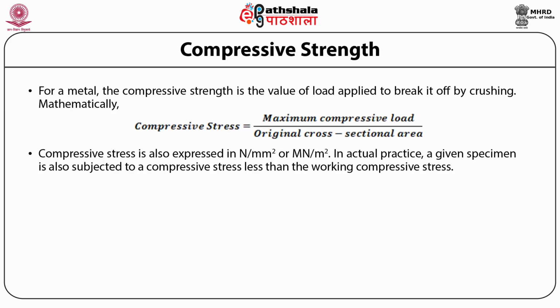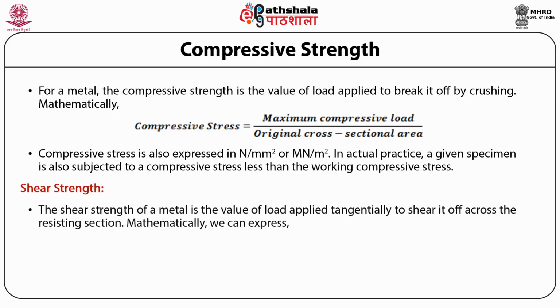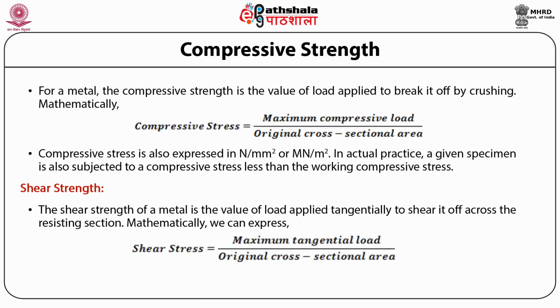The next topic is shear strength. The shear strength of a metal is the value of load applied tangentially to shear it off across the resisting section. Mathematically, we can express shear stress as maximum tangential load divided by original cross-sectional area. It is also expressed in Newton per mm square or meganewton per meter square.